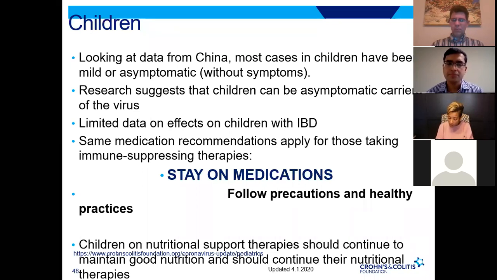What we know from the SECURE-IBD registry is that so far in children under the age of 19, we've had 192 cases reported to date. And in that particular category, there have been no deaths. There was one patient who required intensive care unit stay and ventilator, but overall, very good outcomes in children.